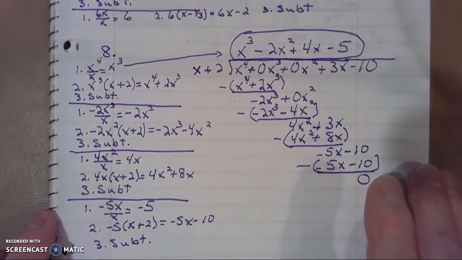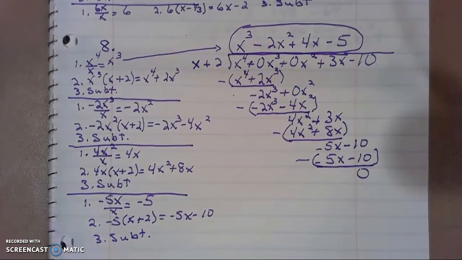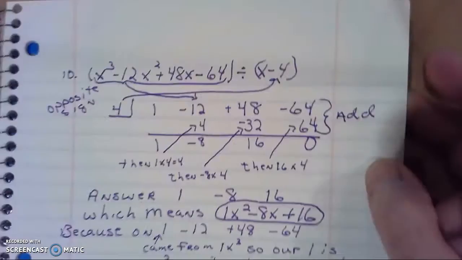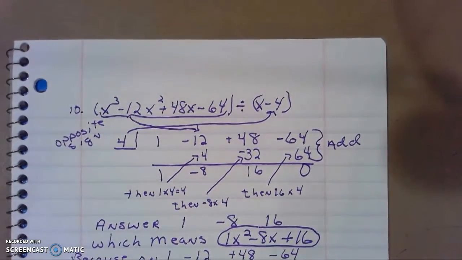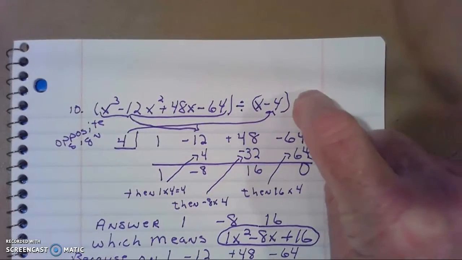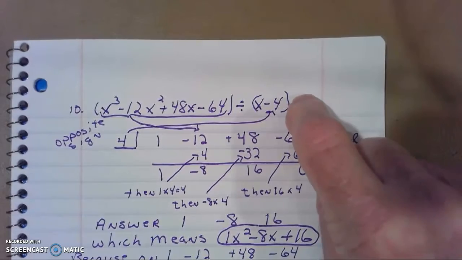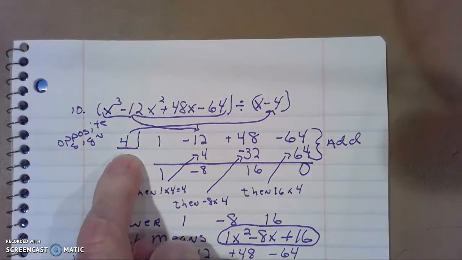Number 8, same kind of steps. Follow along, same kind of thing. Then on the next ones, we do what we call synthetic division. From our divisor, x minus 4, we set it equal to 0, and that means 4 goes on the shelf.